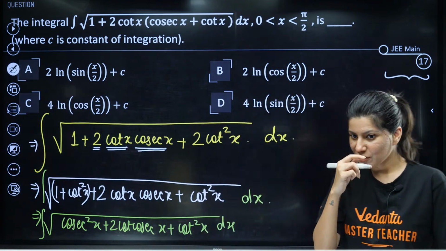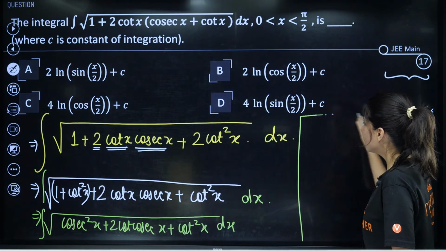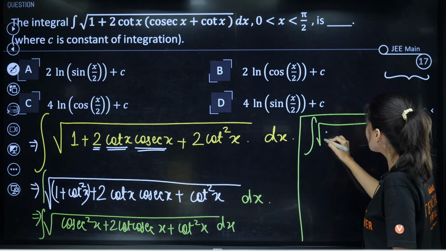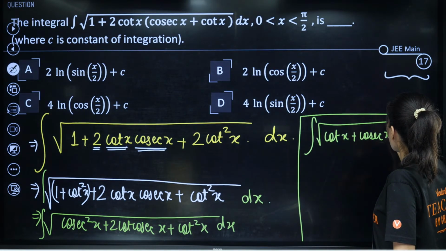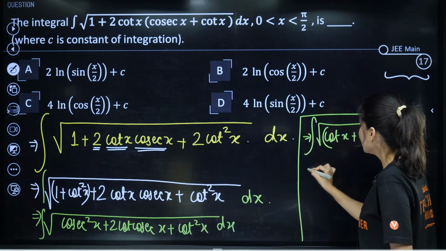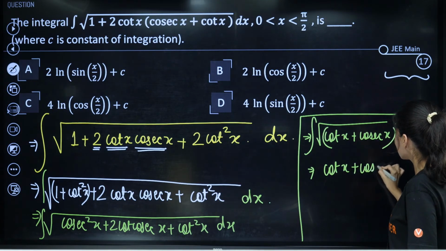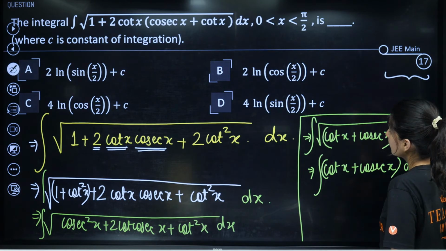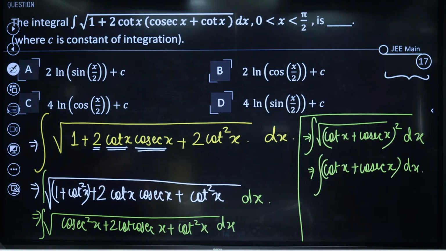Yes. So basically, this is a square plus 2ab plus b square, which is going to be (a plus b) whole square. So the integration of root of (cot x plus cosec x) whole square. Now this question is done, right? So this is going to become the integral of (cot x plus cosec x) dx. That's it. Okay. All right.